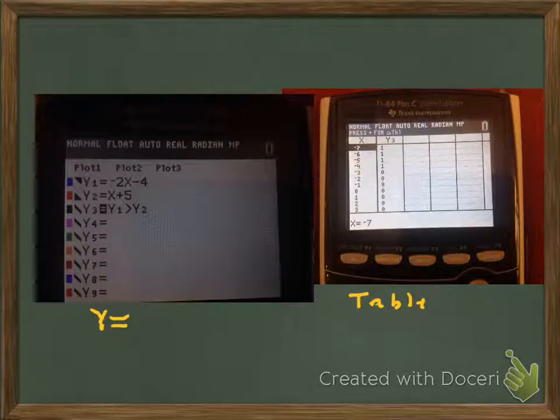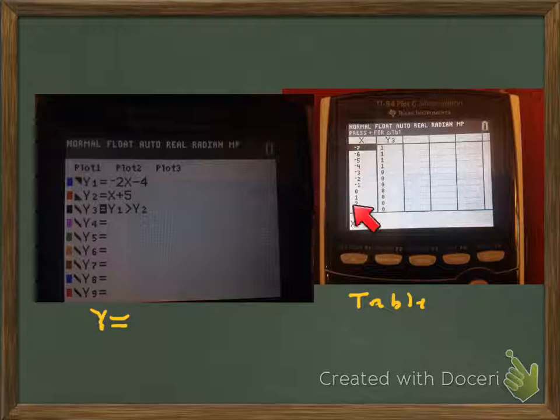Well, here we have the y1, and we've set it equal to a negative 2x minus 4. We have y2, and we have it equal to x plus 5. And note that both of those are off because they are not highlighted. We've turned those off. And down here we now have y3, which says that y1 is greater than y2 to match our inequality that we had originally.